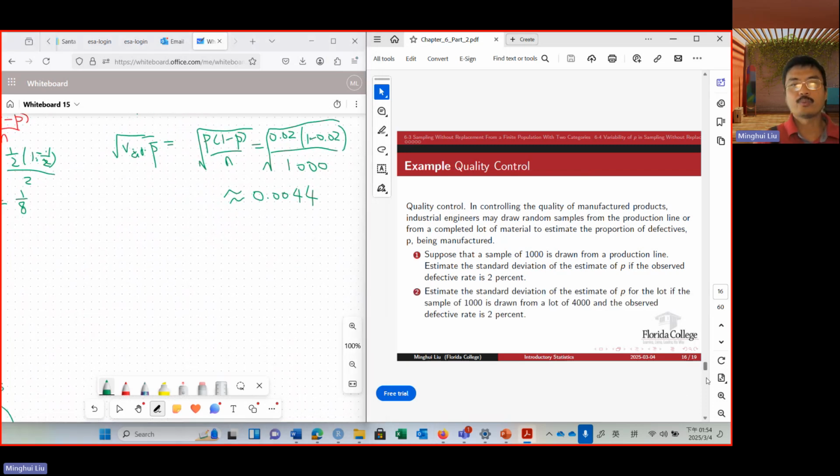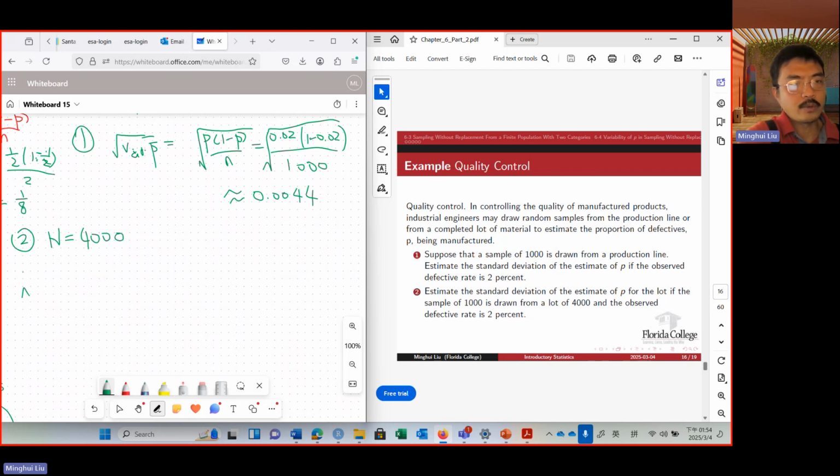Now, let's think about the second scenario. What if, instead of doing a production line, which we assume the population is infinite, we do it from a lot of 4,000? So we already manufactured 4,000 products. This is the first part of the problem, and in the second part, we're going to assume that the big N is 4,000. That's the whole population. That's it. No more is being produced.